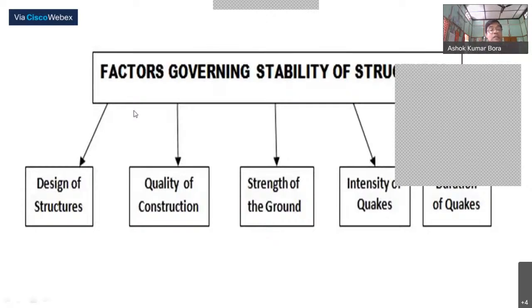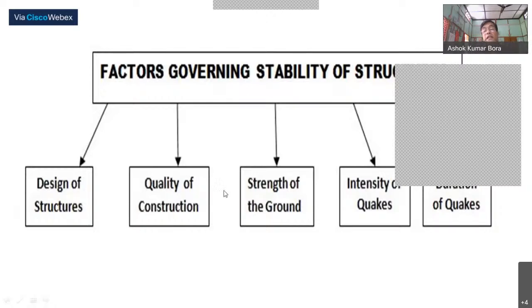Then factors governing stability of structures. Professor Pathak has rightly indicated that structures should be based on earthquake resistance laws and rules. So the structures actually depend on the design of the structure, that is, whether the structures are designed following the earthquake resistance rules and laws or scientific guidelines. Then quality of construction is another important point. Quality of construction will have to be monitored, and it will have to be assured from the stakeholders or from the authorities.